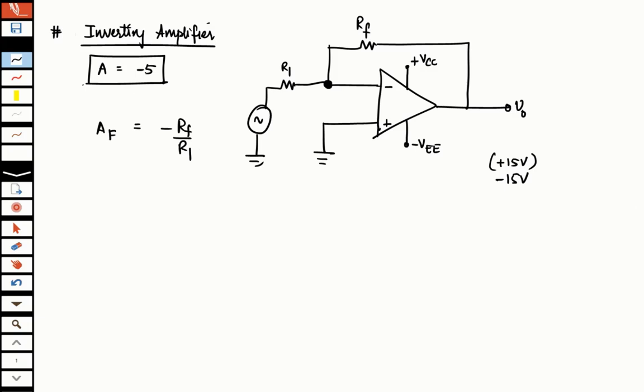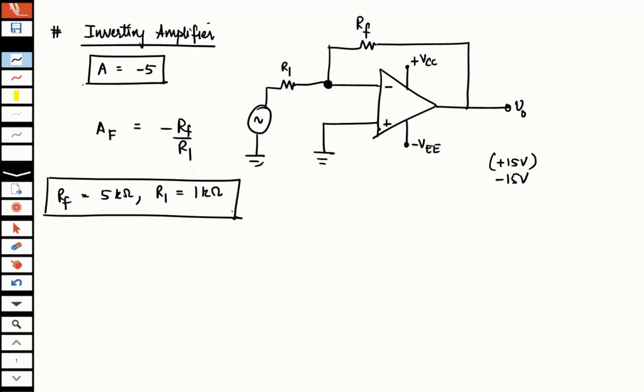Now to obtain a gain of -5, I can choose any resistors, right? So I'm going to choose simple values. Let me say that I'm choosing RF to be 5 kilo ohm, and as a result, R1 should be 1 kilo ohm. I have chosen these values. Note that right now, just for the sake of simulation, these may not be standard values of resistors.